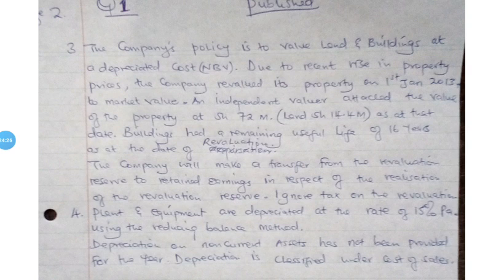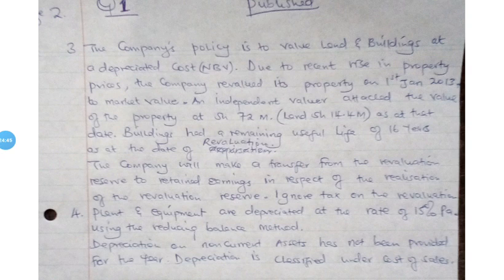So we know that after evaluation, the net book value of buildings is now 57,600. The net book value of our building is now 57,600. And how do we account for depreciation for the year?